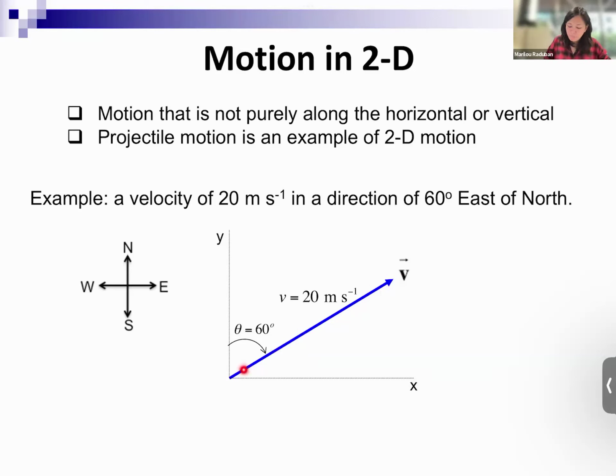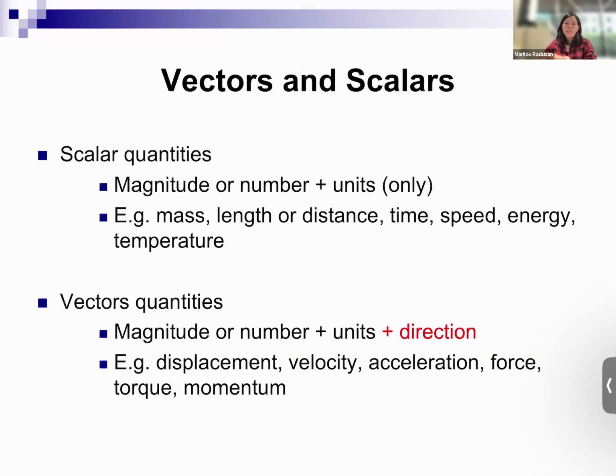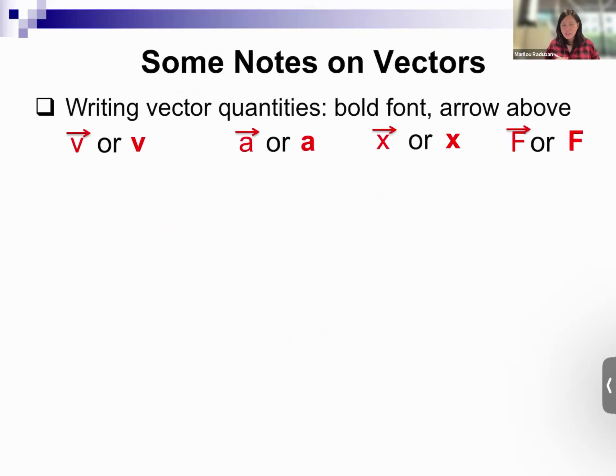But here's also an example when the velocity of an object is at some angle relative to the horizontal or vertical axis. To deal with motion in two dimensions, we'll need to know some vector maths or vector algebra, because we will often be dealing with displacement, velocity, and acceleration, which involve direction. And as we learned, whenever you have direction, that quantity becomes a vector quantity. So how do we deal with vectors?